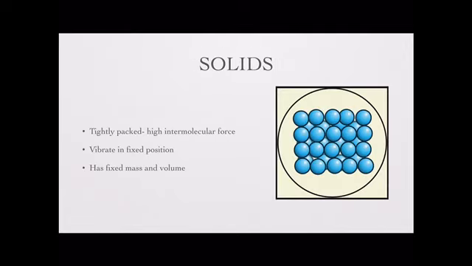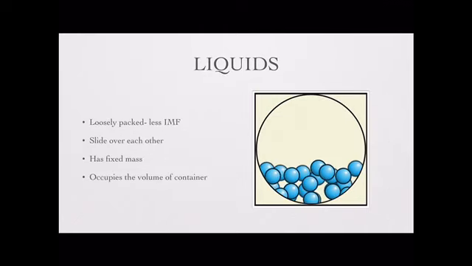So first, let's start with solids. Solids are tightly packed as they have very high intermolecular forces. They vibrate in a fixed position, which you can see here in the image, and they have a fixed mass and a volume. So next, let's move on to liquids. Liquids are loosely packed as they have less intermolecular force than solids. They generally slide over each other, and they have fixed mass but occupy the volume of the container which they are filled in.